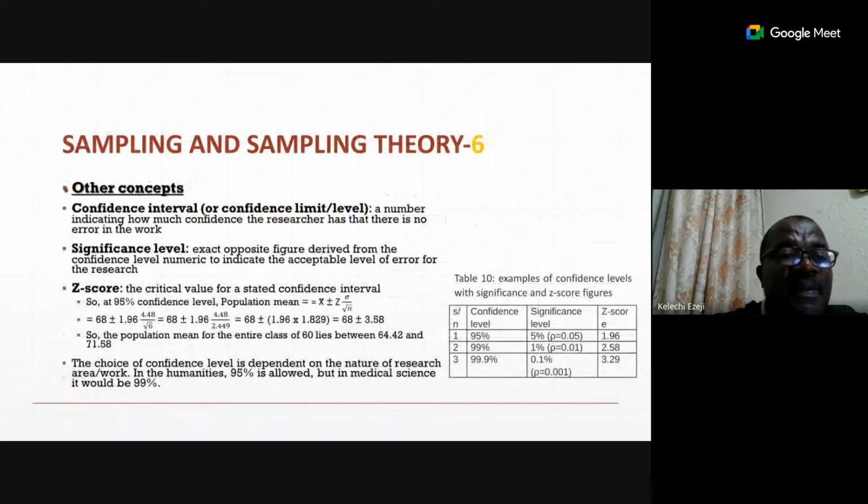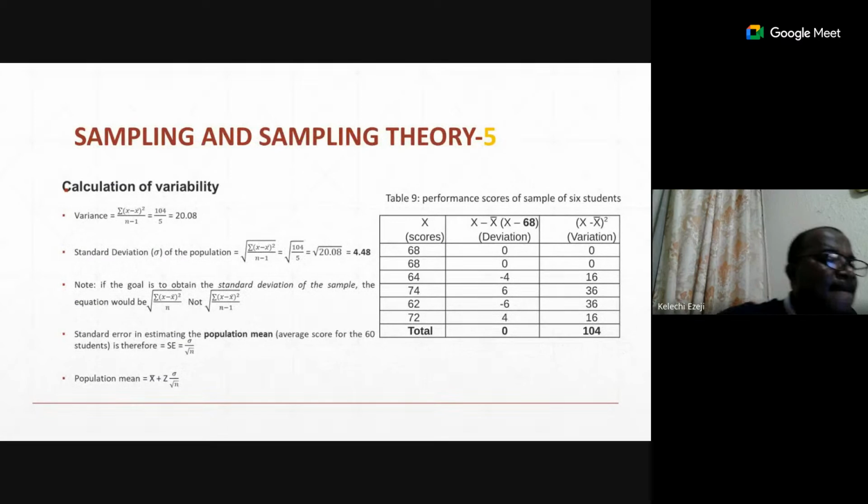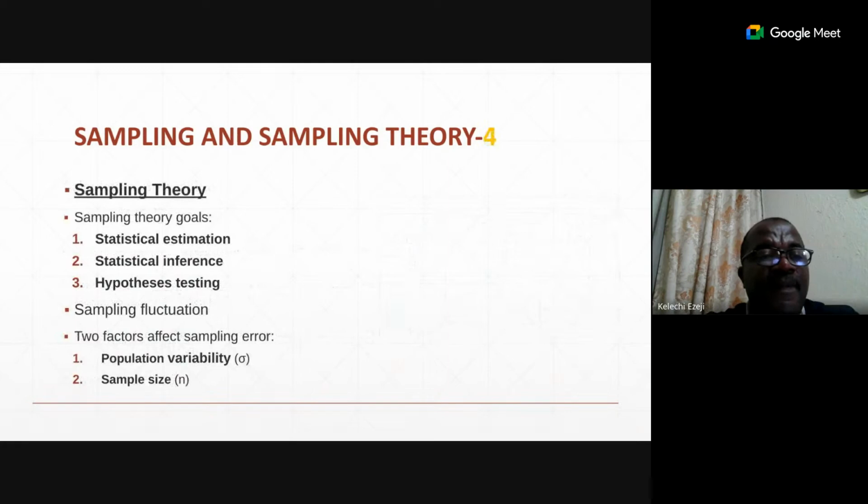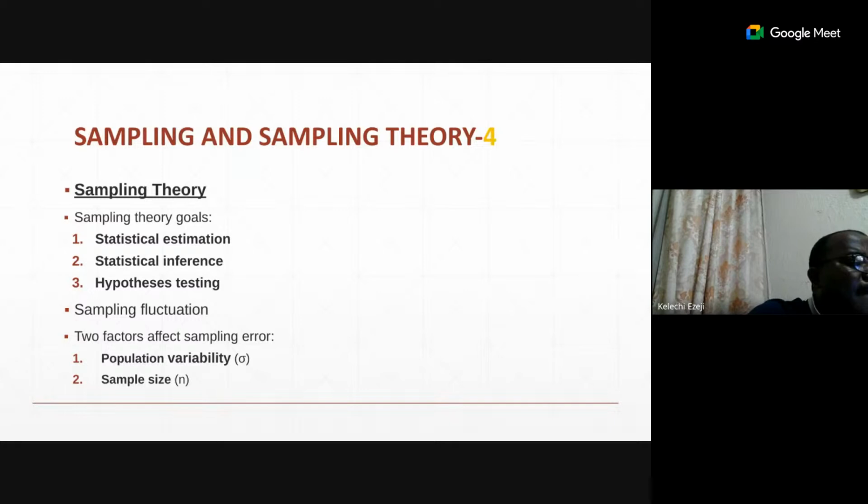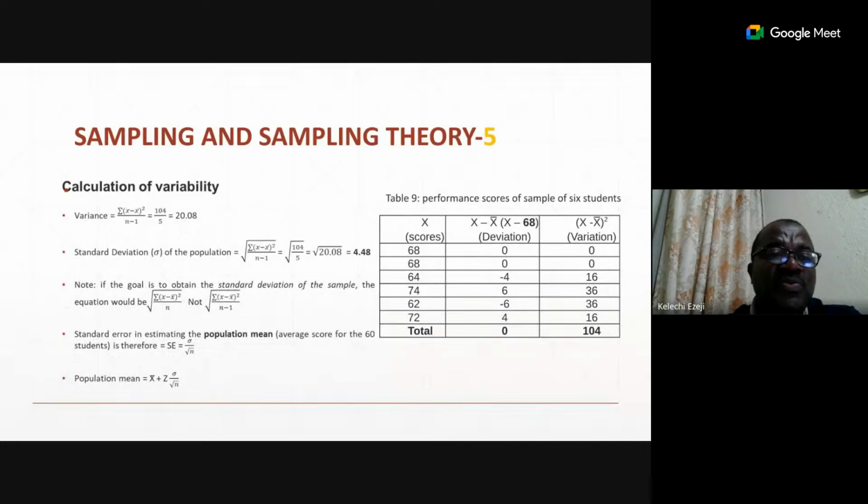Two things, let me go back. Two factors that affect sampling error: population variability, and then sample size. We've had a description of sample size in terms of the smaller the sample size, most likely the margin of error will increase. And we've come to describe how you calculate variability, and the basic statistic for variability is standard deviation. We've tried to explain how to calculate standard deviation by getting the mean score, getting the deviation, getting the variation, and getting the variance.